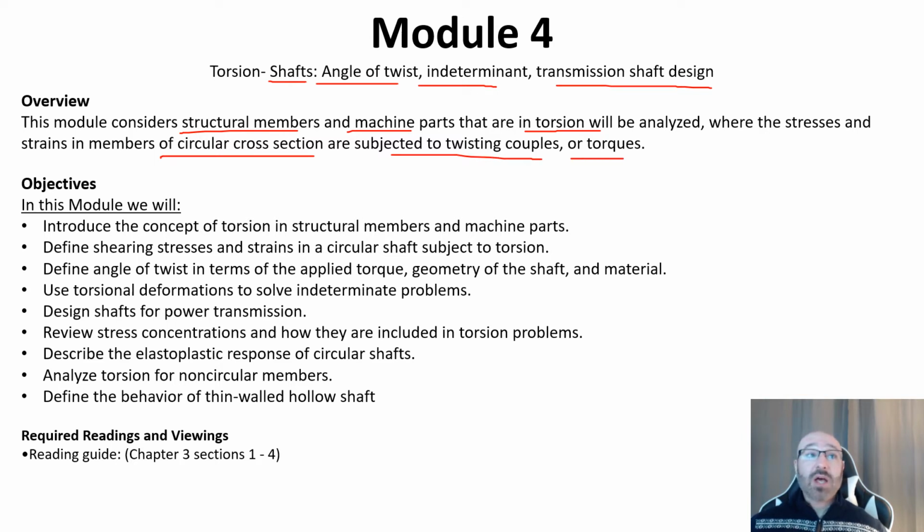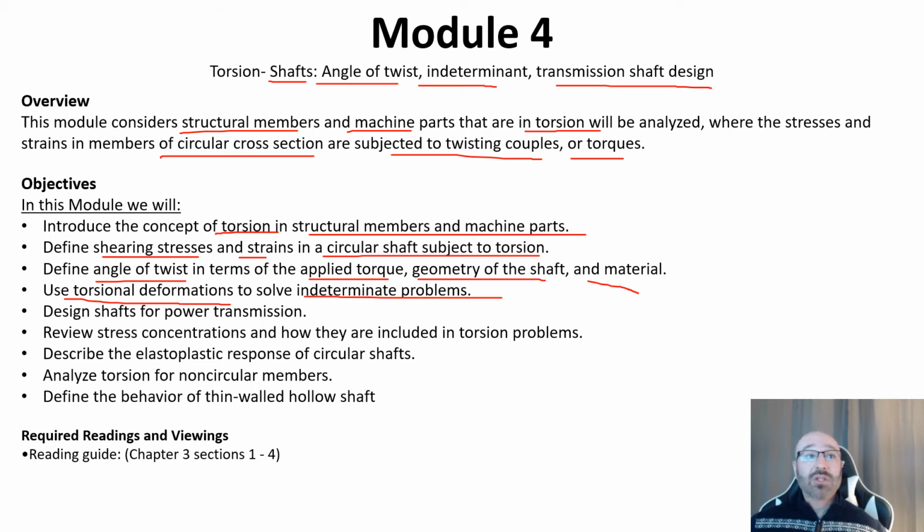So within this module, we're going to introduce the concept of torsion in structural members and machine parts. We're going to define shearing stresses and strains in circular shafts that are going to be subjected to torsion. We're going to define the angle of twist. We're going to do this in terms of applied torque, geometry of the shaft, and the material. We're then going to take a look at the use of torsional deformations to solve indeterminate problems and discuss again what indeterminate problems are.